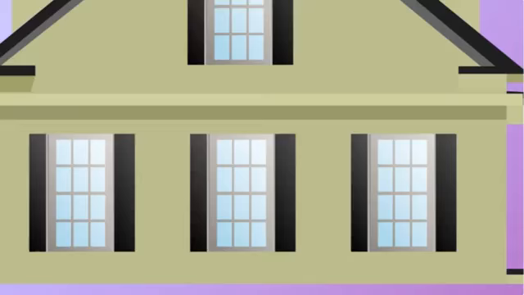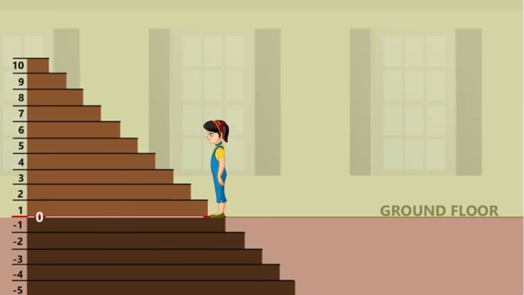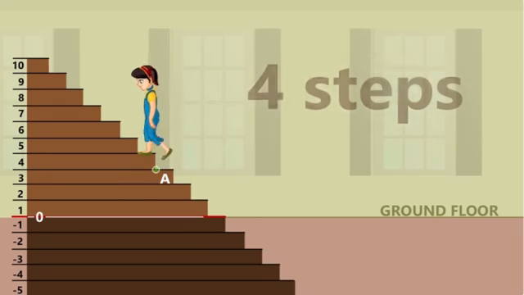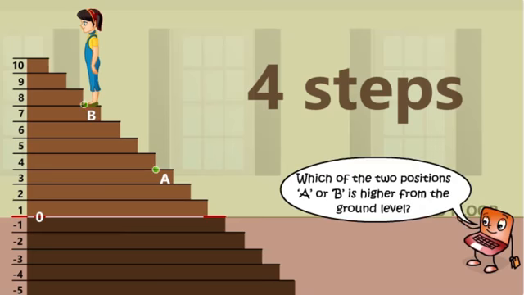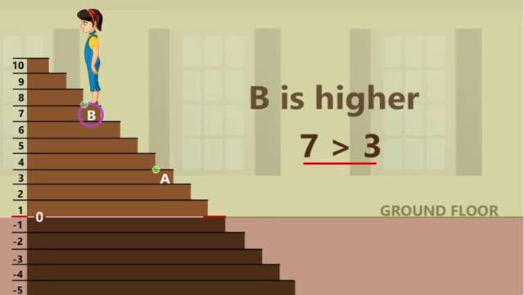In Jane's house, there is a flight of stairs which goes down to the basement. The same stairs go up to the terrace. From the ground floor, Jane climbs 3 steps. Mark this position as A. She now takes another 4 steps towards the terrace. Mark this position as B. Which of the two positions, A or B, is higher from the ground level? B is higher, so 7 is greater than 3.